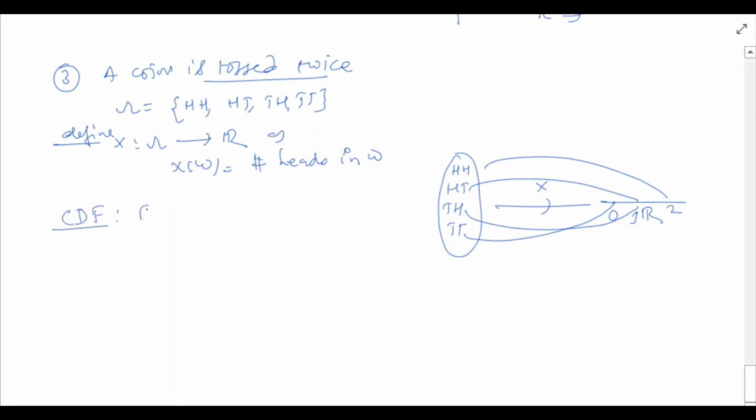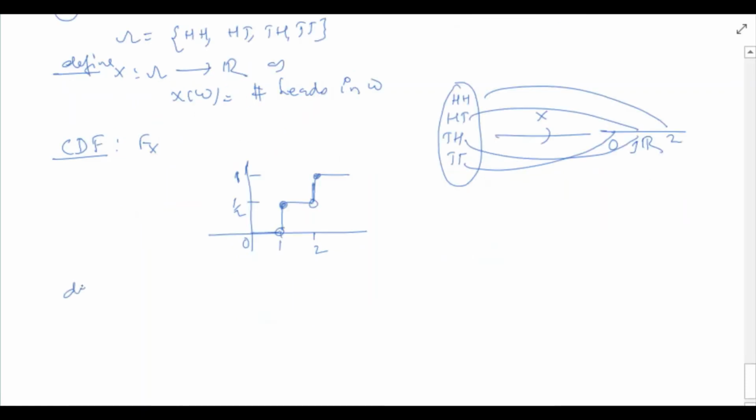In this case, it can be seen that the CDF of X, F of X, will have the form as shown in this graph. So we'll have points 0, 1, 2, and F of X will be in the form of a step function with step size being half. So this is half, half. F of 0 is 0, F of 1 is half, F of 2 is 1.